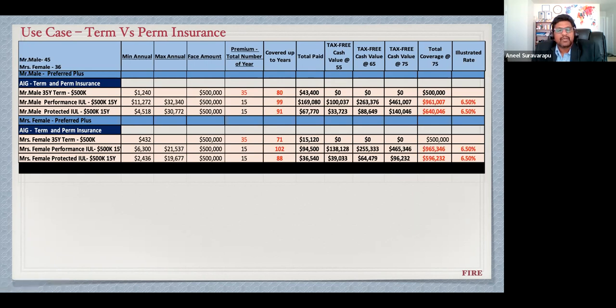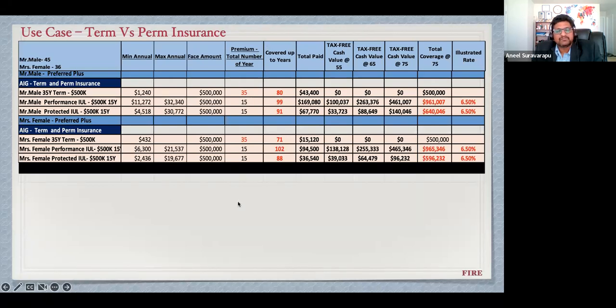For the 500K, she is paying close to 432K, and the policy is covering till 71, and the total funding for the policy is close to 15K. And for the second policy, the male is paying close to 11K, and she is only paying close to 6,300. The policy is covering till 102, and these are the numbers: 138K at the age of 55, then 65 and 75, and the total coverage at 75 is close to 965K.